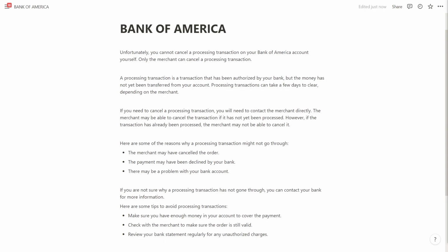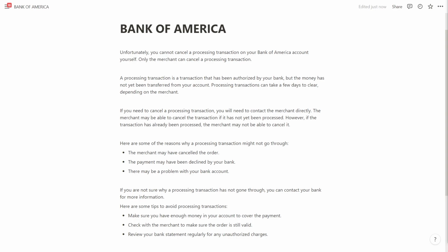Here are some reasons why a processing transaction might not go through. The merchant may have cancelled the order. The payment may have been declined by your bank, or there may be a problem with your bank account. If you're not sure why a processing transaction has not gone through, you can contact your bank for more information.